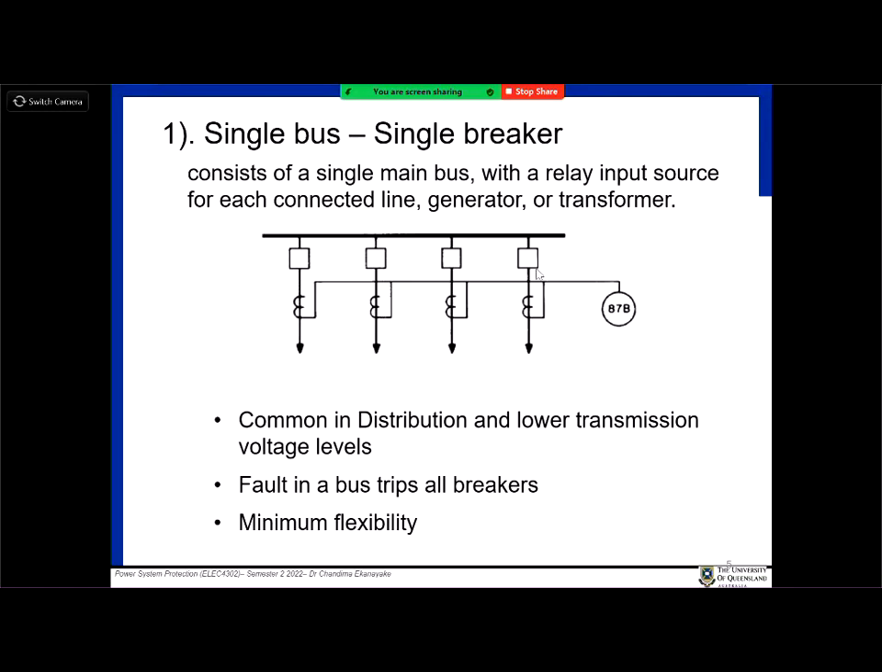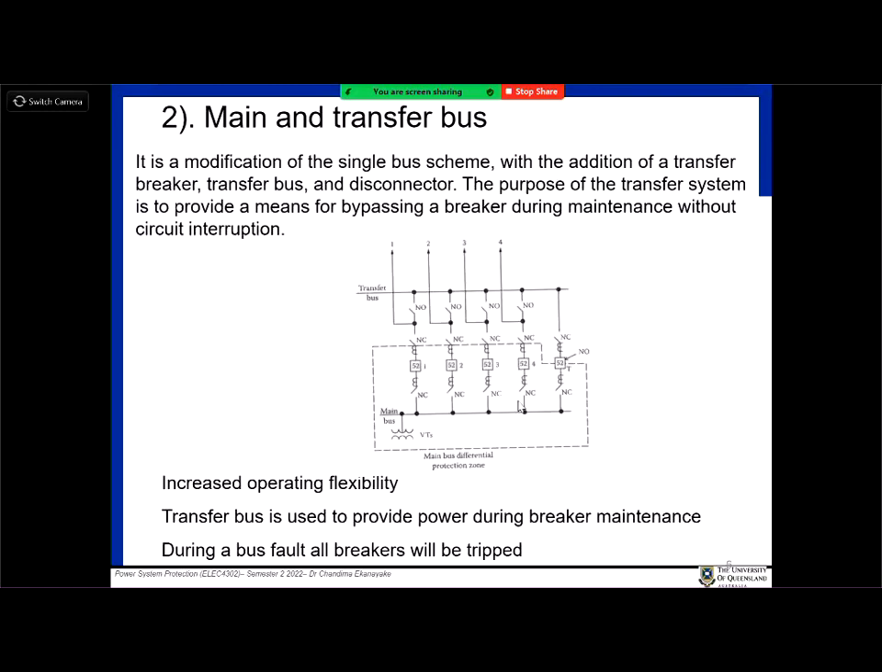But it is somewhat common in the distribution system, because there probably a couple of feeders are going into suburbs. If this bus fails, then all those suburbs are not getting power. But that doesn't mean the whole of Brisbane is going to lose power, only a certain small area of Brisbane. So therefore this is common only in distribution.